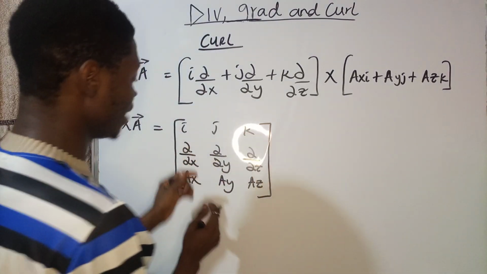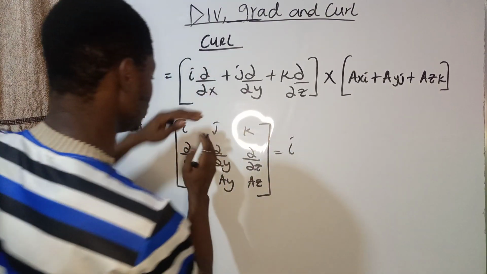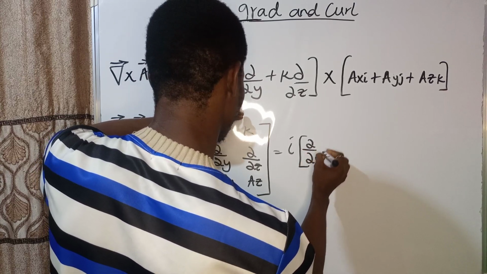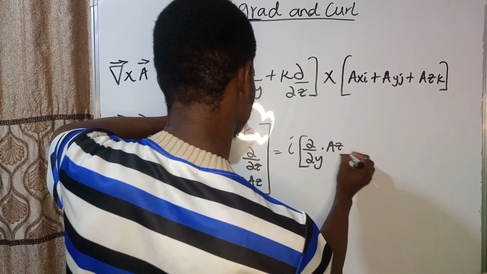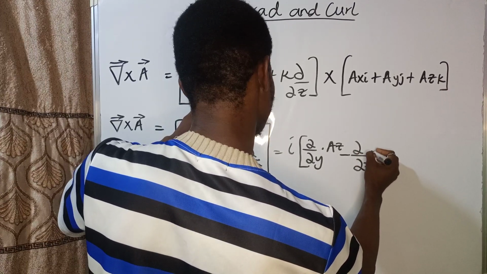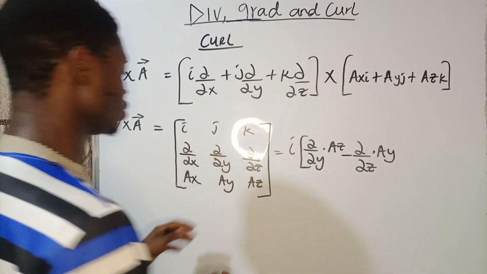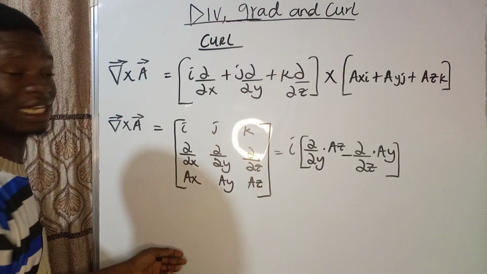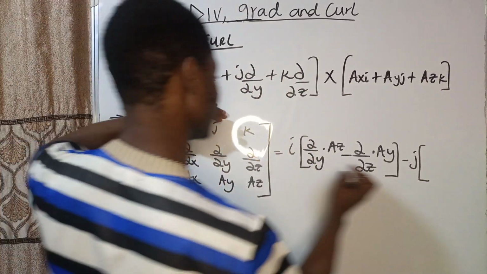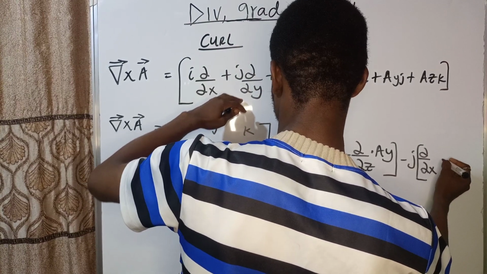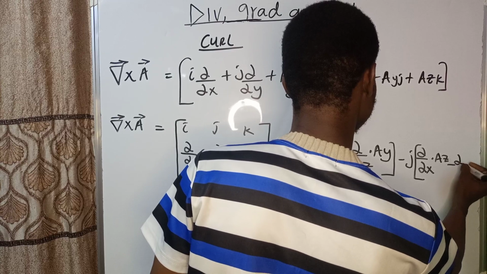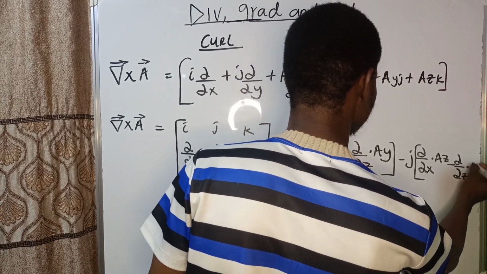Now, remember in a matrix, you close here and bring out i first. You close here, close here. What we have is this times this: partial derivative over partial derivative of y times A_z, then minus partial derivative over partial derivative of z times A_y. So this is what we have. Now remember, using the characteristic matrix, this one will be minus j. If I close here, I get partial derivative all over x times A_z, then minus partial derivative over partial derivative of z times A_x.